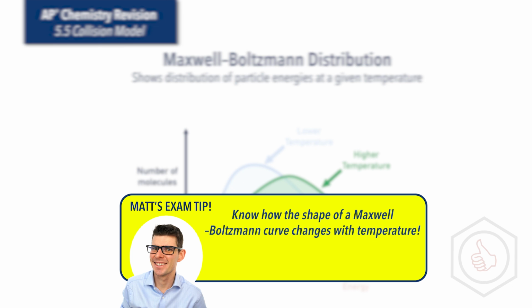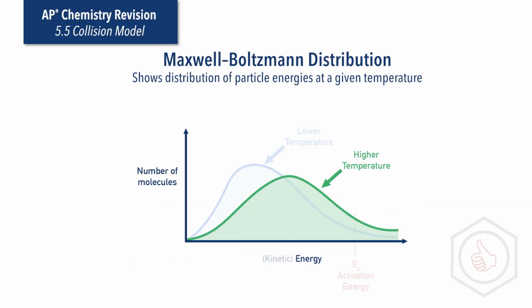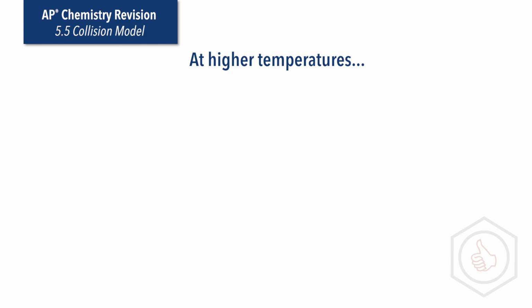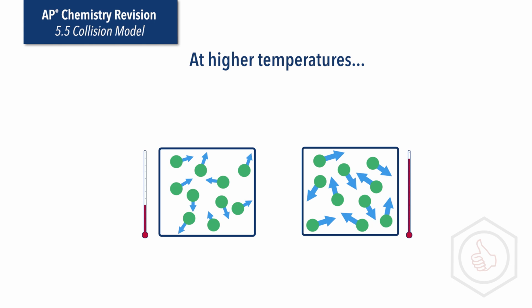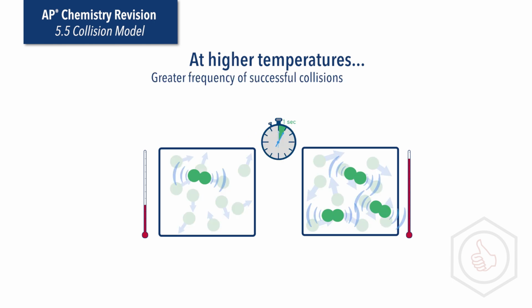Remember to make sure that you don't change the area under the curve when you change its shape, because this is proportional to the number of particles in the system, and changing the temperature of the system doesn't change the number of particles, meaning the area under the curve must stay the same. A higher temperature means particles collide with more energy, meaning every second there is a greater frequency of successful collisions, increasing the reaction rate.